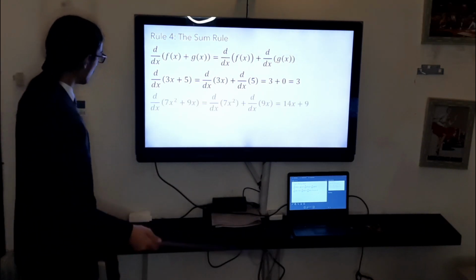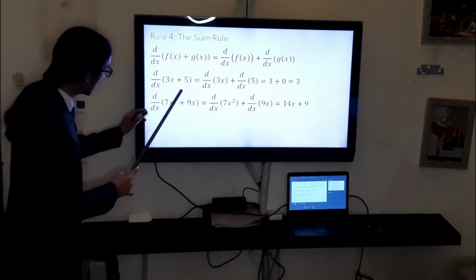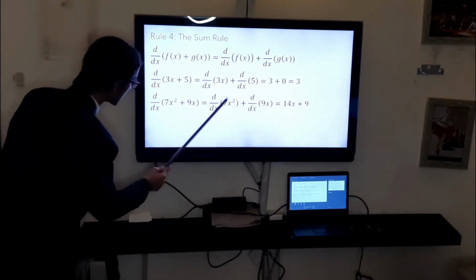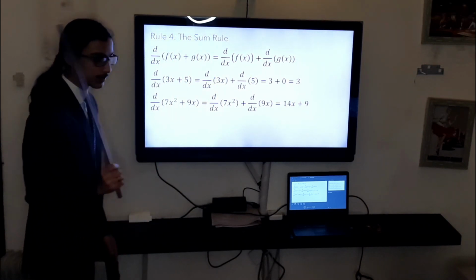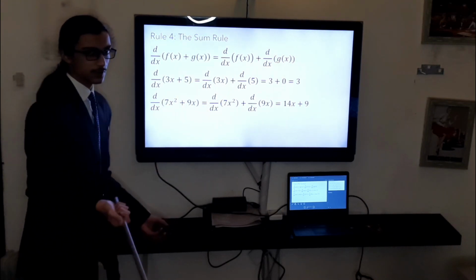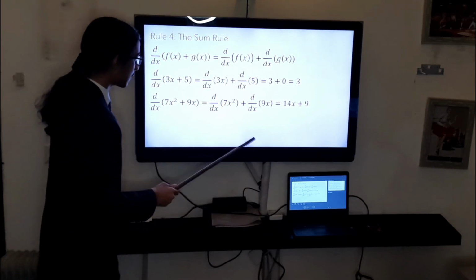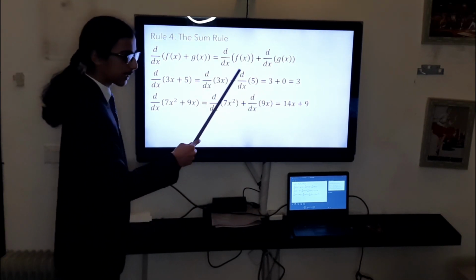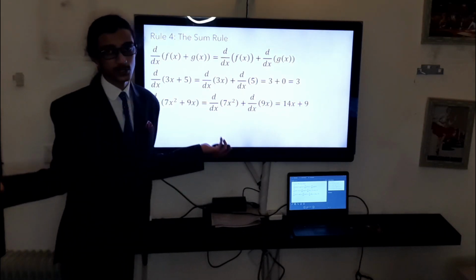Great. 7x squared plus 9x, great. Now once again, we can split the derivative into the derivative of 7x squared plus the derivative of 9x. Right, now for the derivative of 7x squared, first I take 7 out, it becomes 7 into the derivative of x squared. The derivative of x squared is just 2x, so 7 into 2x, 14x. The derivative of 9x is 9 into the derivative of x, we take 9 out, which is just 1, so 9 into 1, 9. And then we have to add them, and that's my derivative.